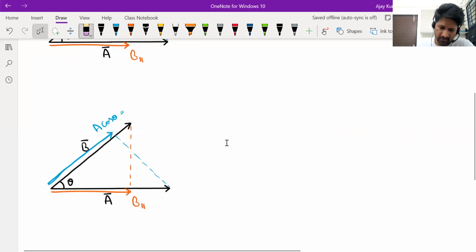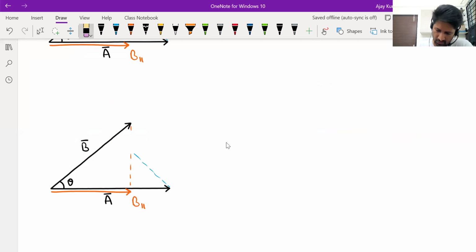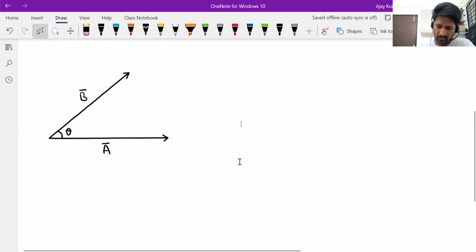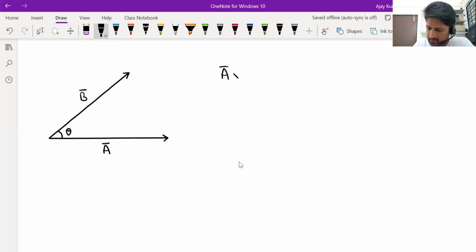So we can define another way of multiplying two vectors, and that is what we call cross product. Cross product is also called the vector product of vectors. Why? Because the result is a vector. Fine. We denote cross product like this. You are supposed to read this as A cross B. Never say A into B or anything else.